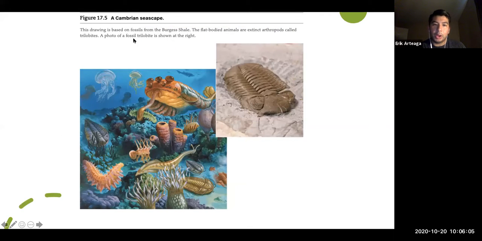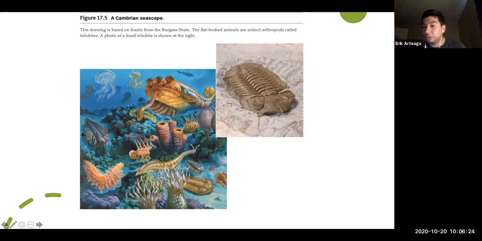All right, so this drawing is based on fossils from Burgess Shale. The flat-bodied animals are extinct arthropods called trilobites. A photo of a fossil trilobite is shown at the right. So here we have a trilobite, and we have a couple here. These look like horseshoe crabs.